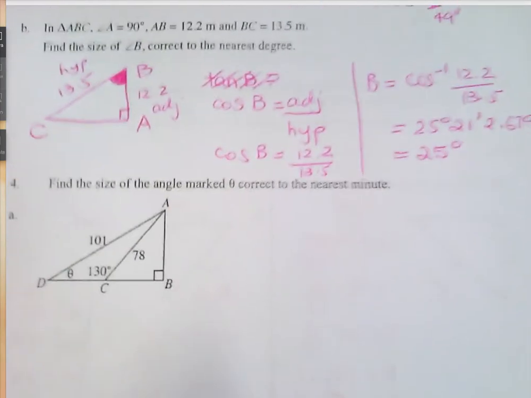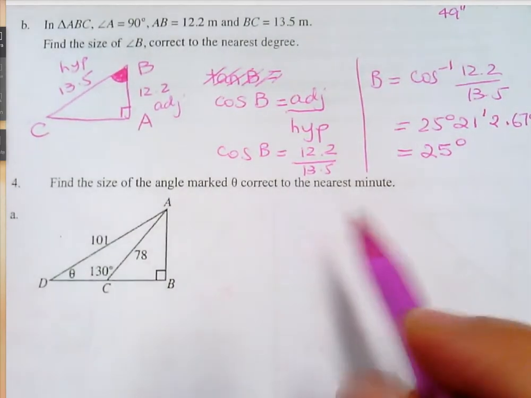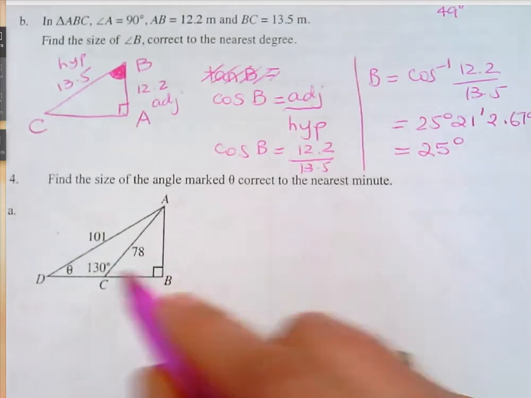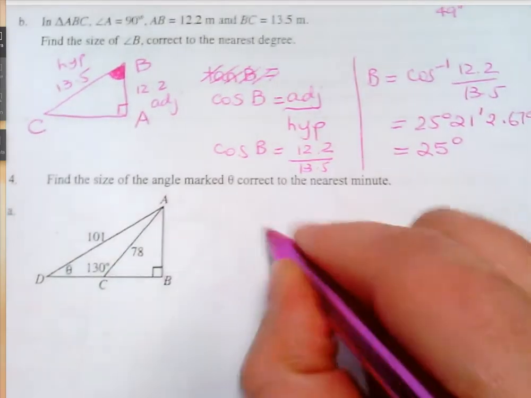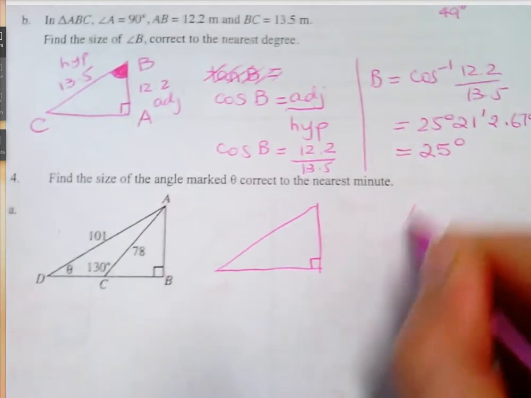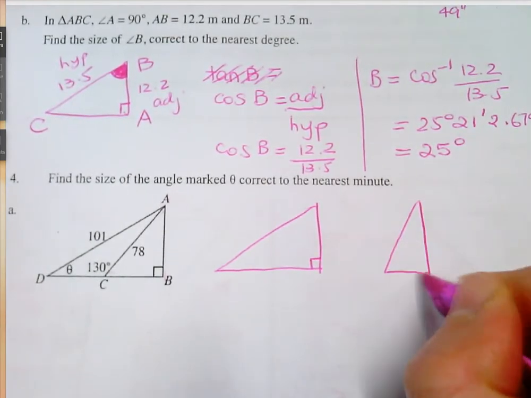Okay, ladies. Someone has said, girls, we've got two triangles. I want you to look at it as the big right angle triangle, and the smaller right angle triangle.